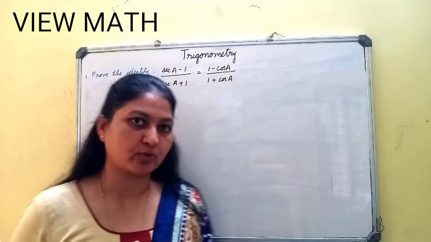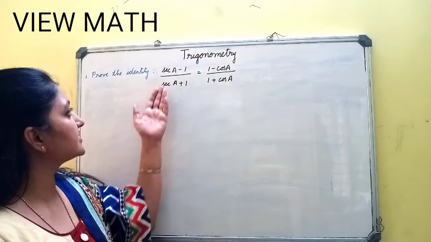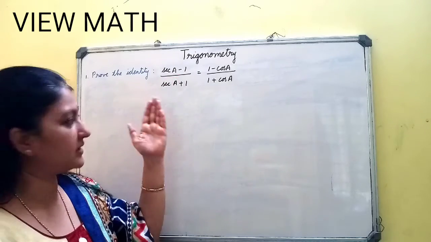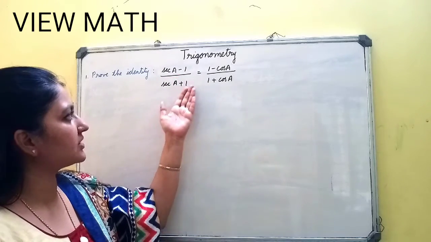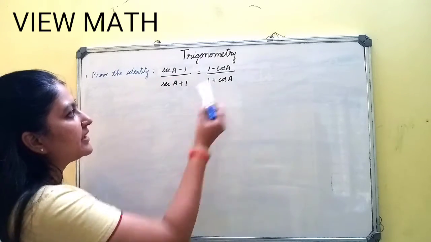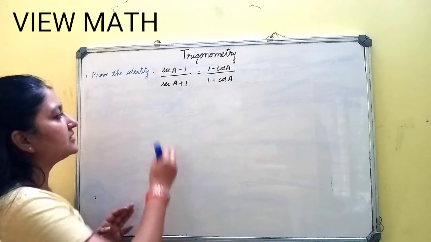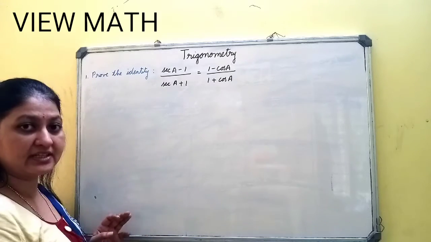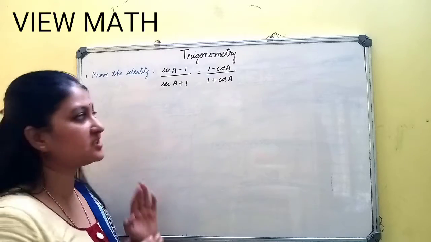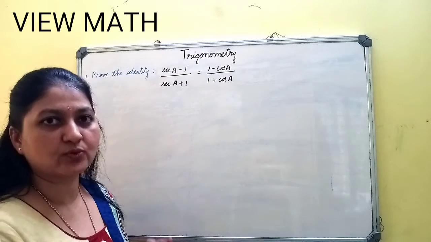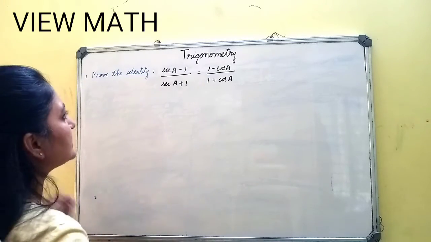Now let's see the next problem. Prove the identity (secant A minus 1) by (secant A plus 1) is equal to (1 minus cos A) by (1 plus cos A). So similarly here also I am going to take the left hand side. I am going to use the relations and then I am going to prove it is equal to the right hand side. It's a very simple problem.